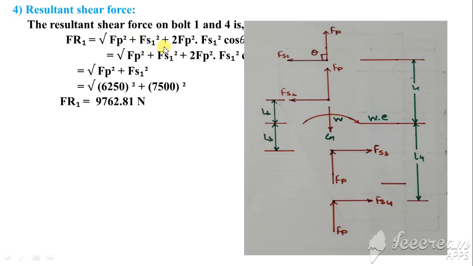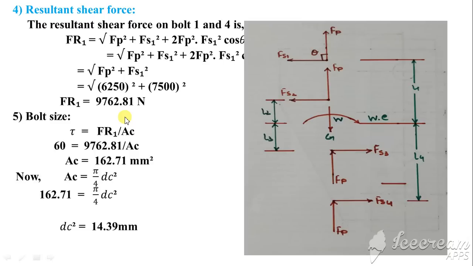Fp1 square plus Fs1 square plus 2 Fp Fs cos of theta. It's a basic equation which we had in the vectors from your basic 12th physics. Now putting the values of Fp1, that is Fp1 constant value, and Fs1 cos of theta, here you can easily see the theta is 90, so that term simplifies to only Fp square plus Fs1 square, whereas Fs1 can be found out by using small w into L1, where L1 is this 150, small w is 50, so that's why you will get this answer.